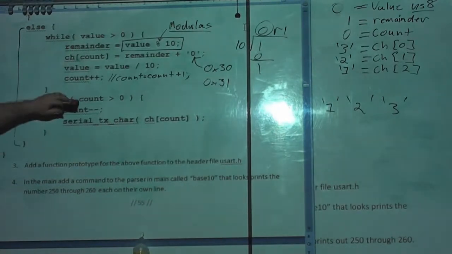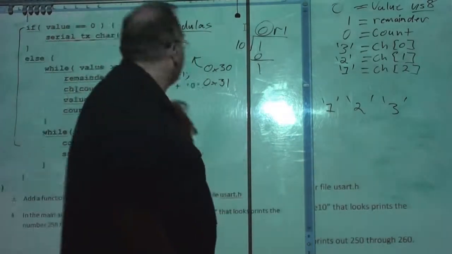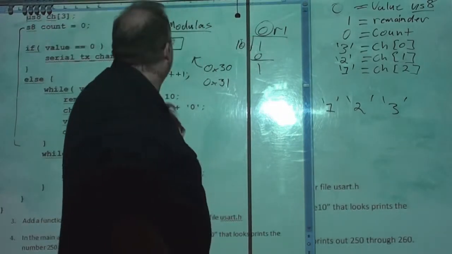Come back up here. Is count greater than 0? No, count is equal to 0. So we don't go into the loop and we exit the function. That's the end of that function. Okay, so we get rid of these notes. We look at this function.